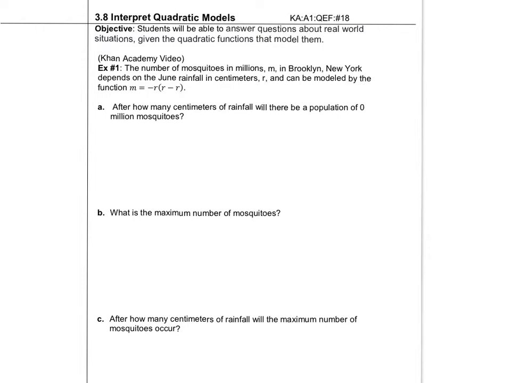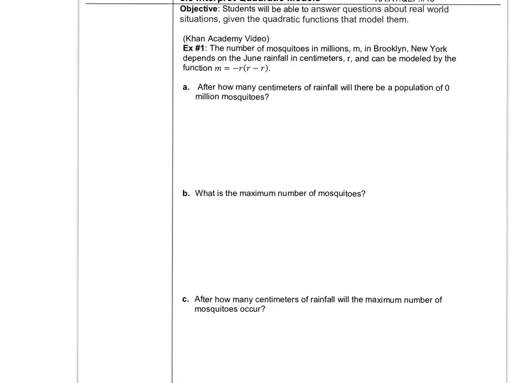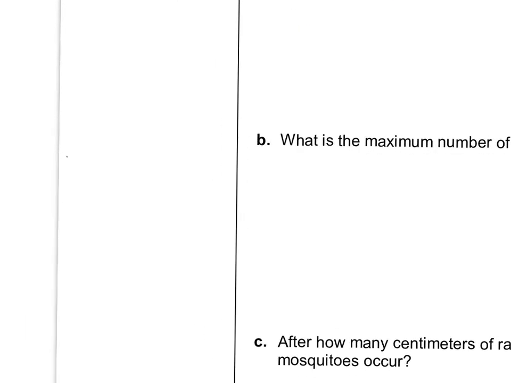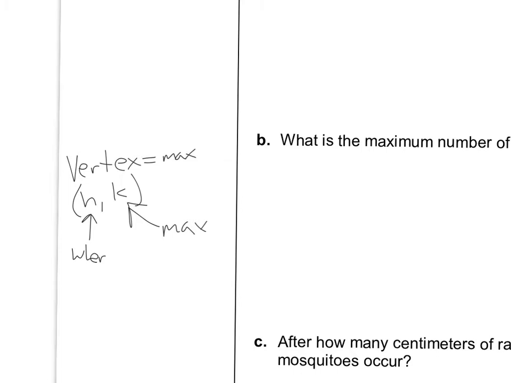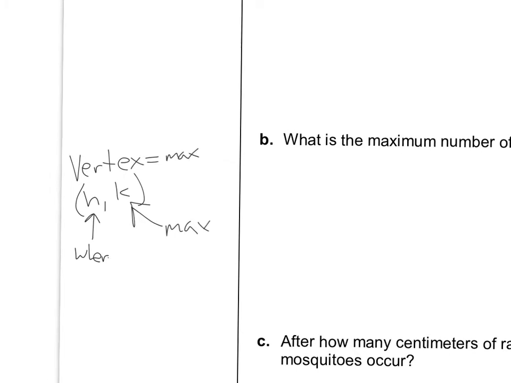So remember, the vertex is the maximum. So let's just make a little side note. The vertex is what's going to give us the max or minimum, but in this situation it's about the maximum. And remember, the vertex is H and K, and so remember the K value, that is the maximum, and the H value, that's just where the max happens. So where, or maybe when, the max occurs.